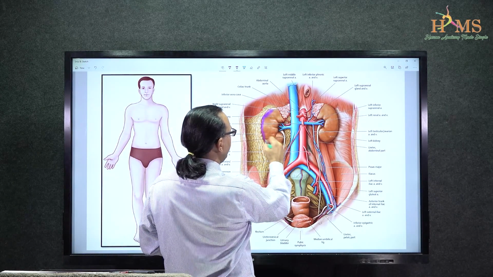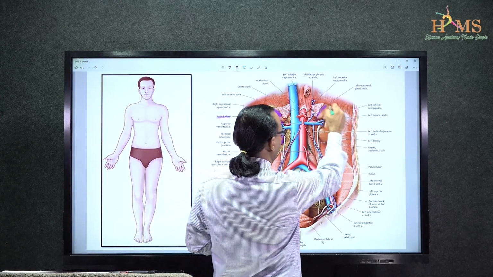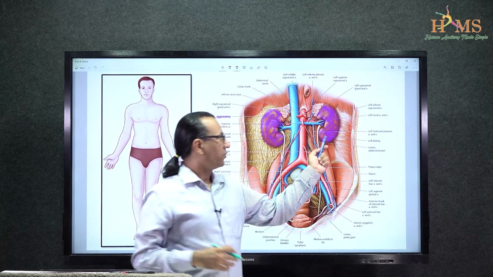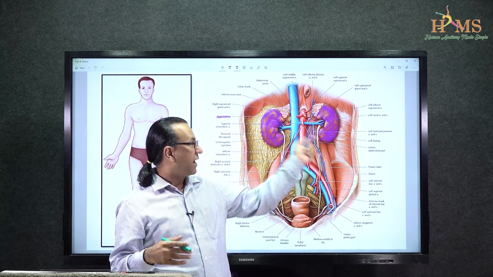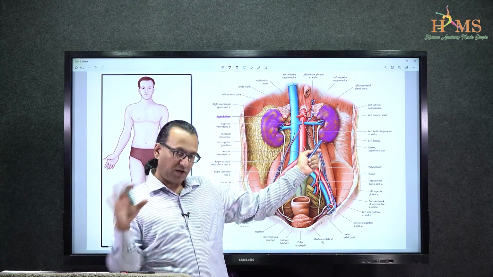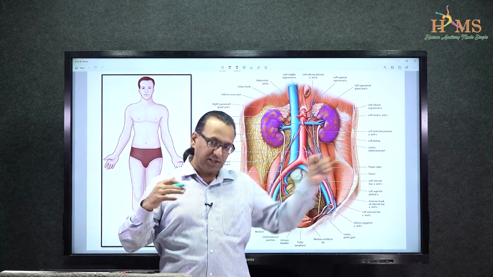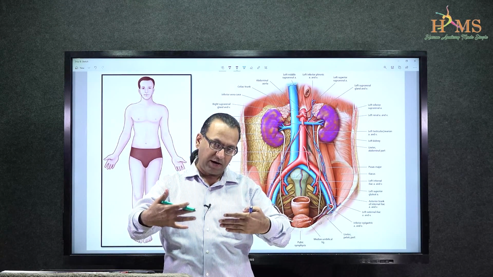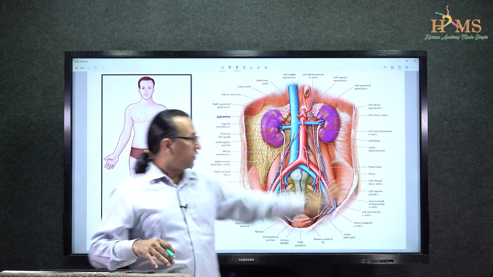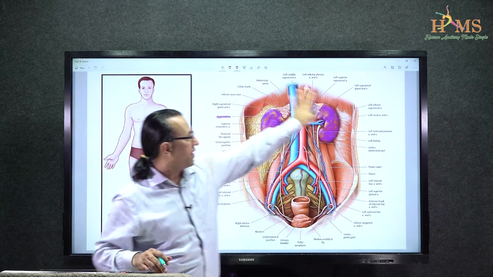This is the right kidney and you can see the left kidney as well. They are retroperitoneal, behind the peritoneum, and behind all the viscera; there is no viscera behind the kidneys. So whichever viscera are related to kidneys, they will be all in anterior relation. For example, you have removed a large organ from here, the liver.